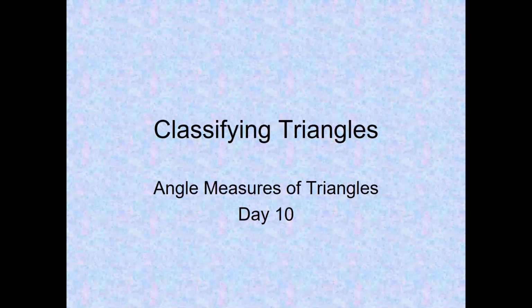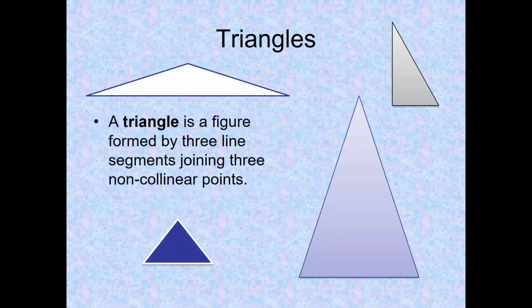So for our lesson today, we're going to work on classifying triangles. First thing we're going to review is a triangle is a figure formed by three line segments joining three non-collinear points. It just means that all 3 points can't be on the same line. If they were, it would not form a triangle.